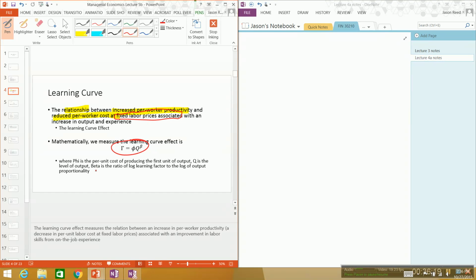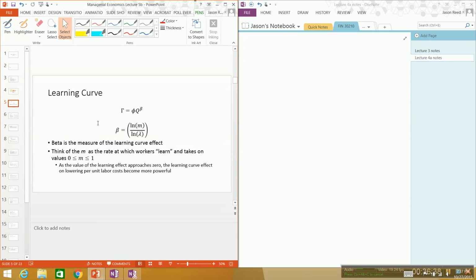So we're going to look at the relationship of you producing 1 unit to maybe 50 units to 100 units, where then beta becomes the important factor here. Beta is the ratio of the log learning factor to the log of output proportionality. So if we go in a little bit more depth, what does this ratio look like to us? Well, again, we're going to give you these values. I'm going to tell you what M is, and I'm going to tell you what lambda is.